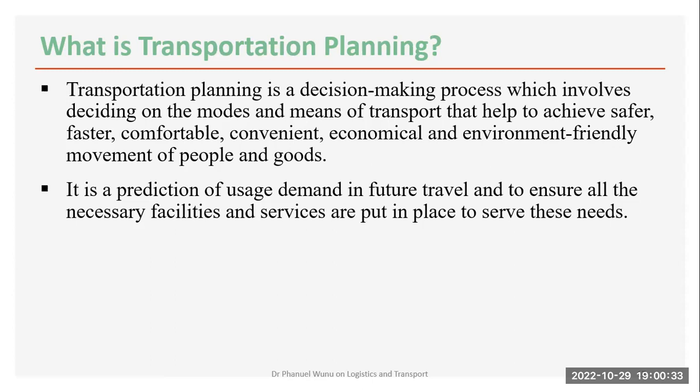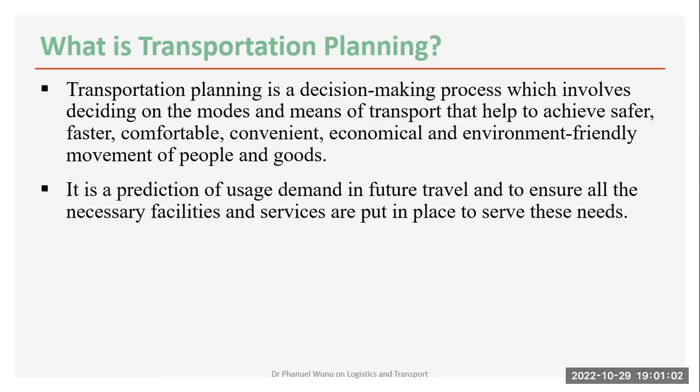That's transportation planning. Transportation planning could also talk about planning the city, how we want particular community transport networks to look. So these are two main broad objectives. But we'll look at the first type of transportation planning in this course, which talks more about deciding on the most suitable means of transport to achieve safer, faster, comfortable, convenient, economical, and environmentally friendly movement of goods and people.